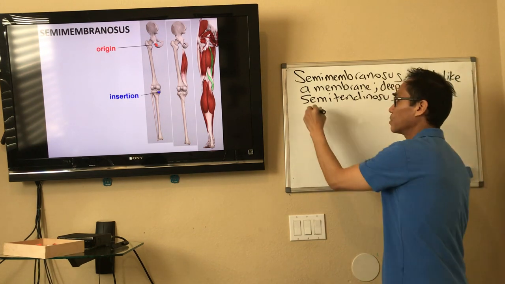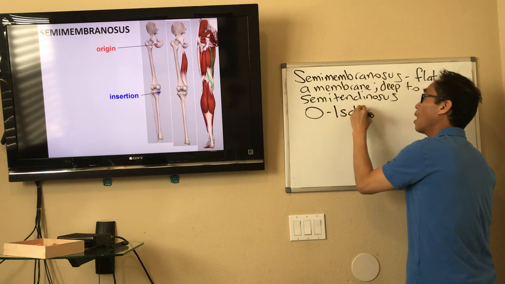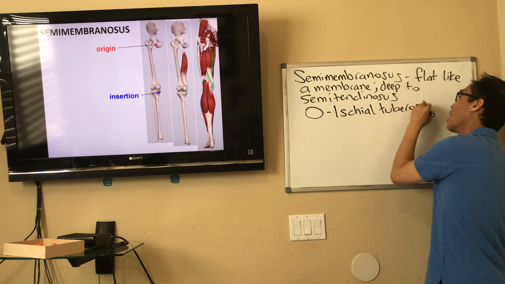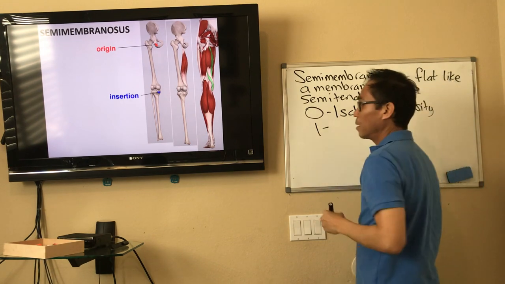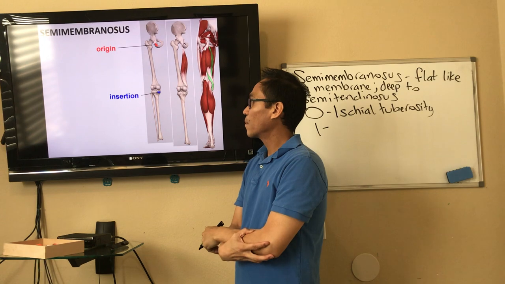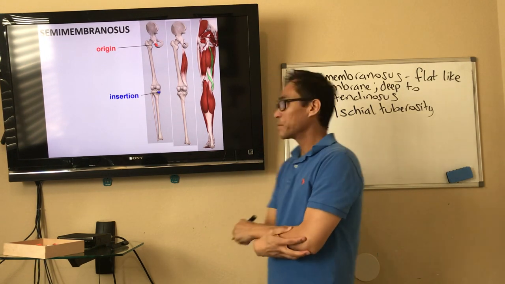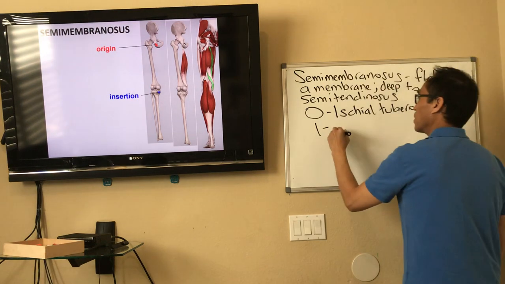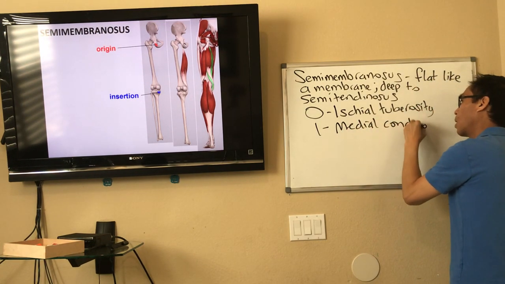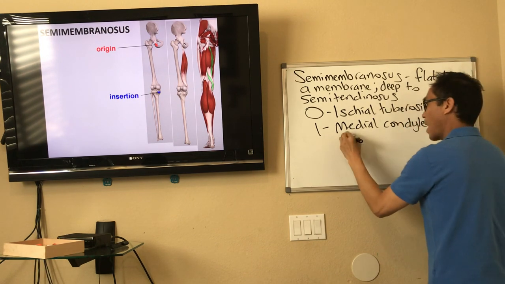It has the same origin, ischial tuberosity. It inserts right there. I would call that the medial tibial condyle, posterior aspect. So medial condyle, that's tibia, posterior aspect.